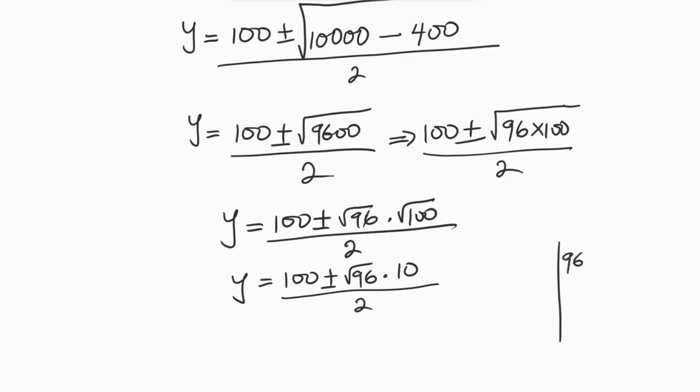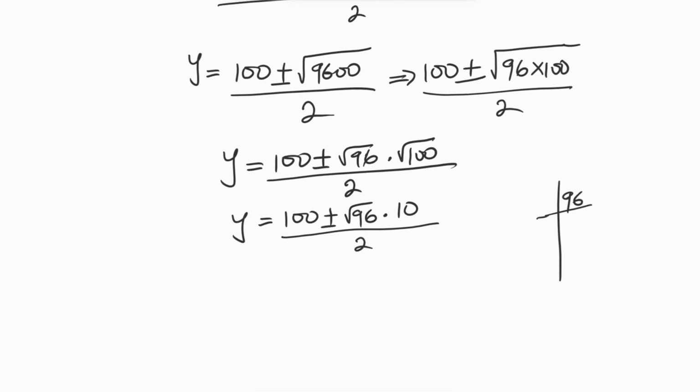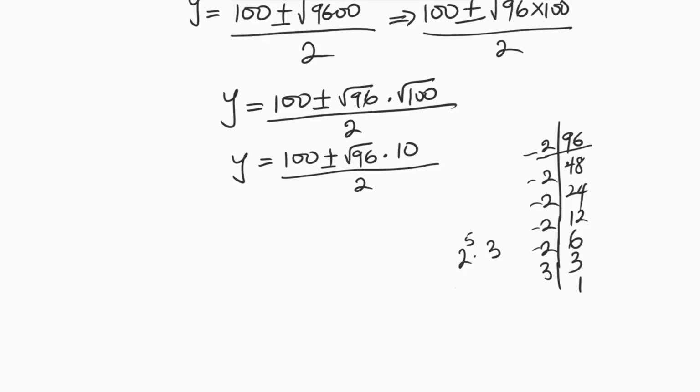So let's find out the factors. So we have 2 will give us 48, 2 here will give us 24, 2 here is 12, 2 here is 6, 2 here is 3, 3 is 1. So now we have 1, 2, 3, 4, 5. So 2 raised to the power 5 times 3. 2 raised to the power 5 is the same thing as 2 raised to the power 4 dot 2 raised to the power 1, then times 3 raised to the power 1. So that way, 2 raised to the power 4, we can find the square root of, right?